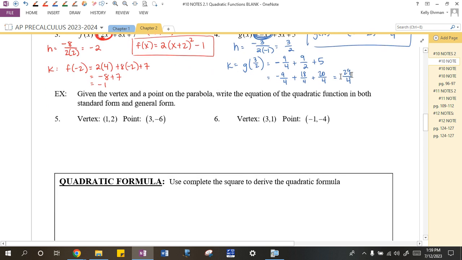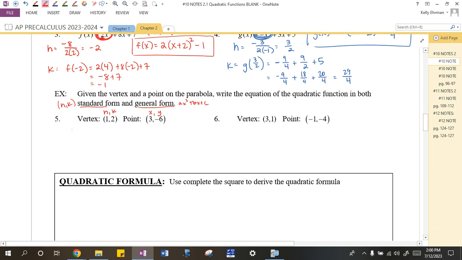What about if we give you some information about the parabola? So given the vertex and a point on the parabola, write the equation of the quadratic function in both standard form and general form. Remember, standard form is hk is visible, general form ax squared plus bx plus c. All right, we're going to start in standard form because if you're given a vertex, that means that you're given an hk. And if you're given a point on the parabola, you're given an x and a y. And so you want to use the equation that has both hk and xy in it.